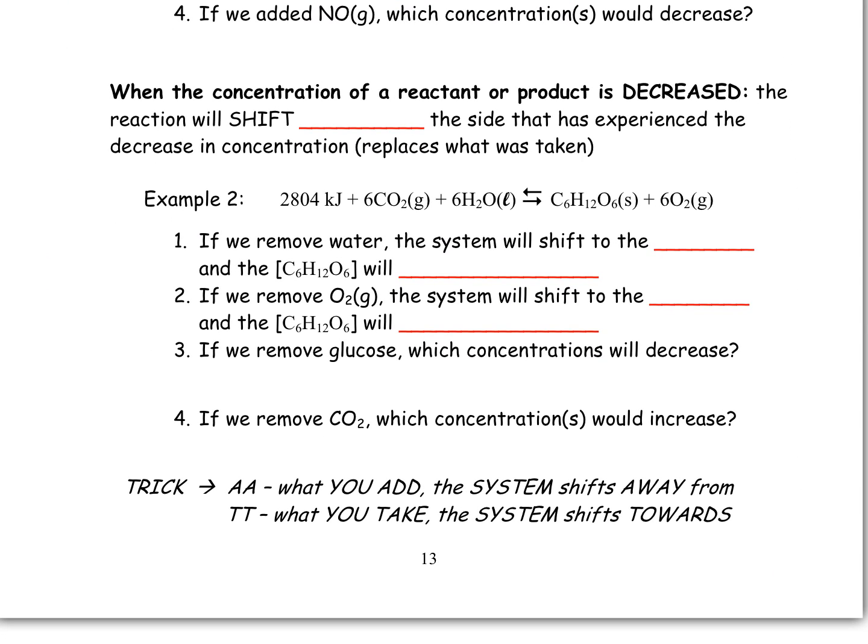So when the concentration of a reactant or product is decreased, the reaction will shift towards the side that has experienced the decrease. So this time we're going to do take towards.